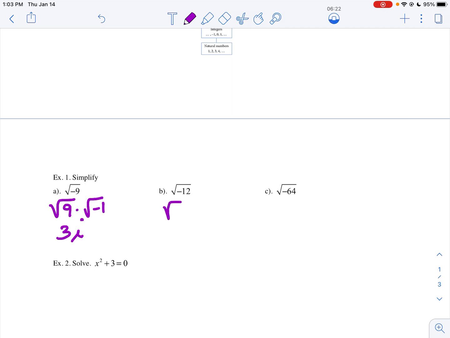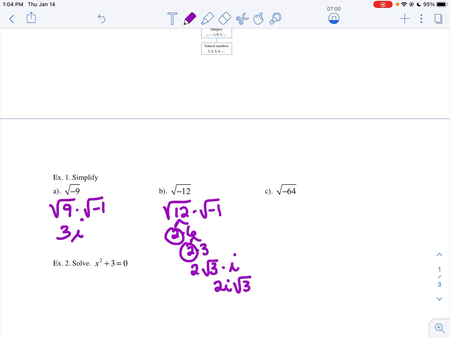All right, letter B. We're going to make this the square root of 12 times the square root of negative 1. Unfortunately, the square root of 12 is not a perfect square like 9 or 16 or 25 or 36. But what we can do is what's called a factor tree. This is 2 times 6. 6 is 2 times 3. Then you have a pair of 2's. So that's 2 square root 3. And then the square root of negative 1 is i. Now, we put an i in front of a radical just so it doesn't look like it's underneath.